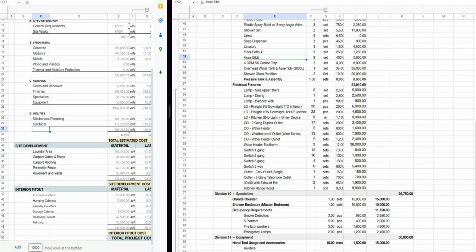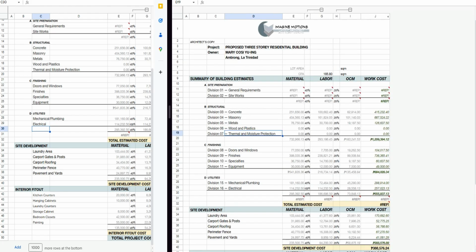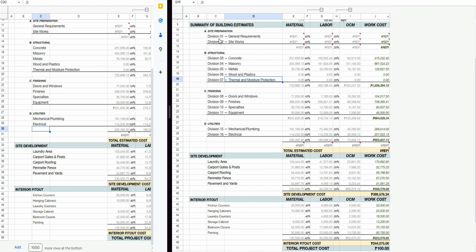Somebody asked if we can teach bill of materials. Bill of materials differ from person to person, and each estimator, also each contractor and scope of work. This is just a basic example. For example, you have a project, so you have the scope or the summary.